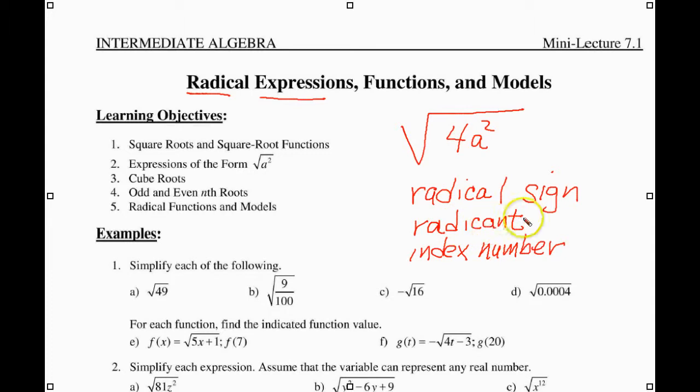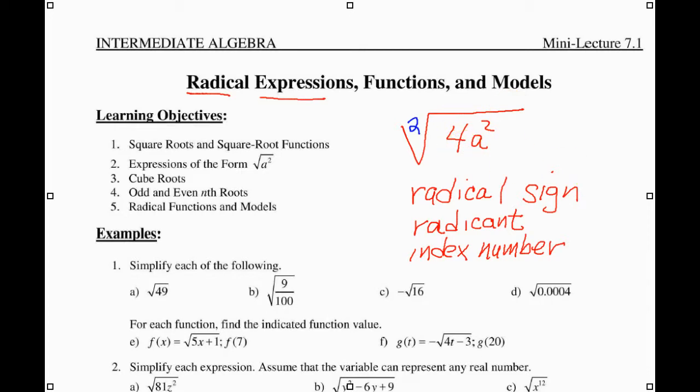Now another thing we should note too is that in this little notch here of the radical sign, if we don't see a number there, the number that is assumed to be there is a 2. This is what is called the index or the index number. So this is the radical 2 of that, or sometimes said square root of that.